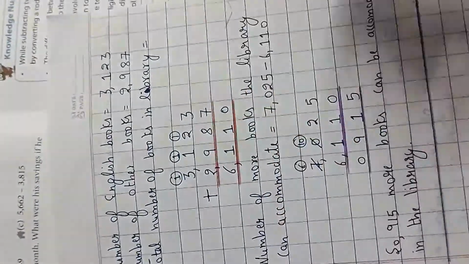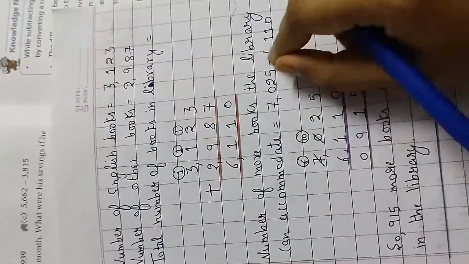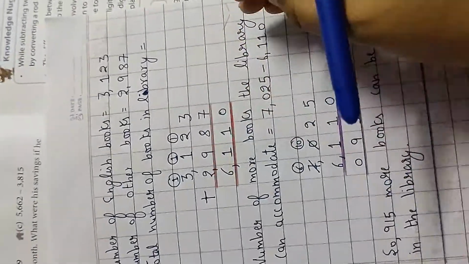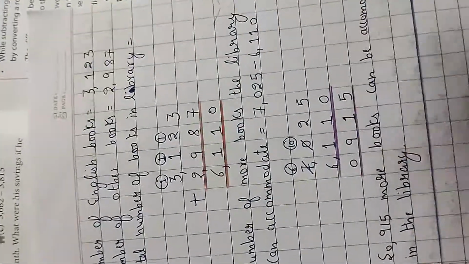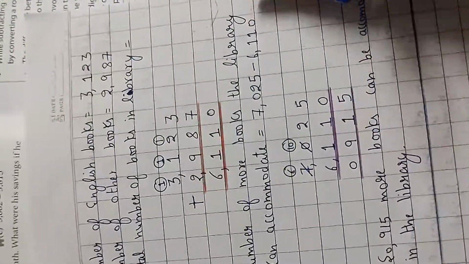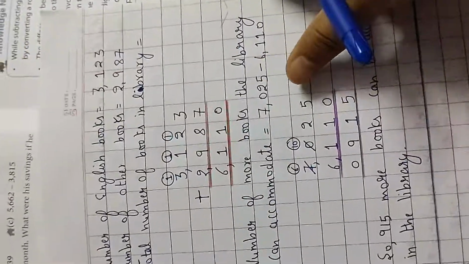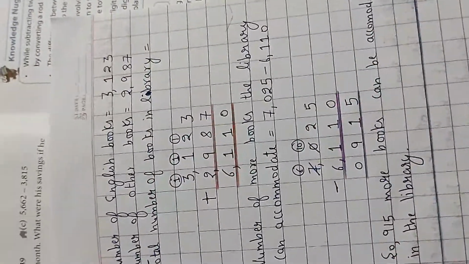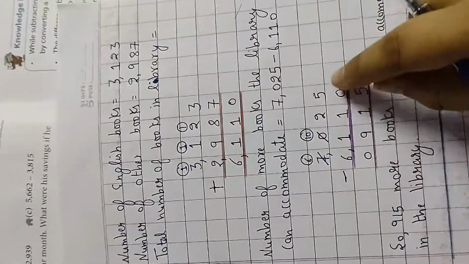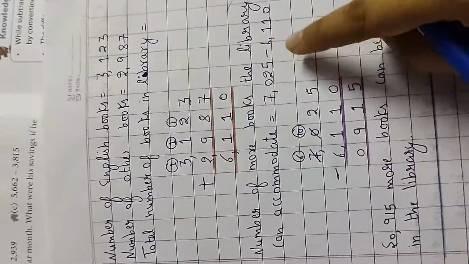Now number of more books that library can accommodate. Now total number of books that we can keep, and the number of books that are already kept in the library is 6110. We have to subtract here. So 6110 we will subtract from 7025.